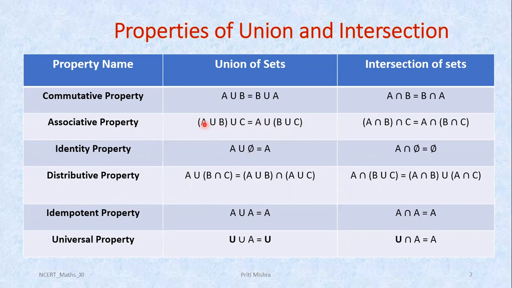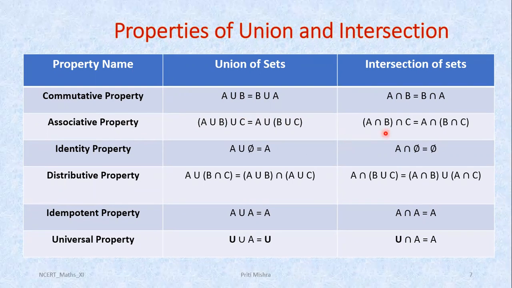If at first you are finding the union of two sets A and B, and then you are applying the union operation with the set C, you will get the same result if you are doing it with the set B union C and set A individually. So this is the associative property for union of sets.